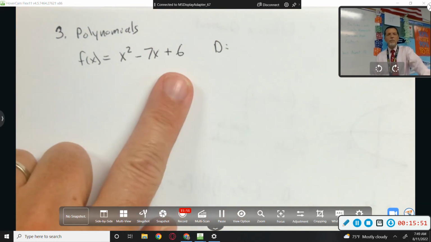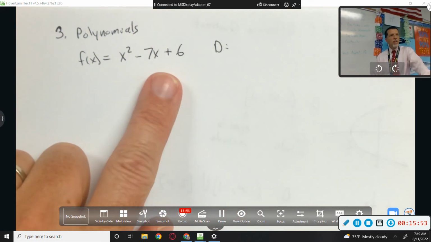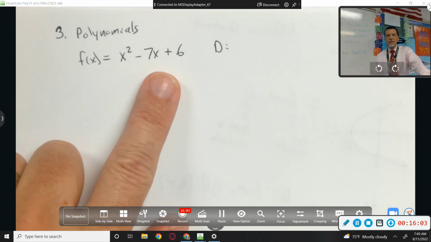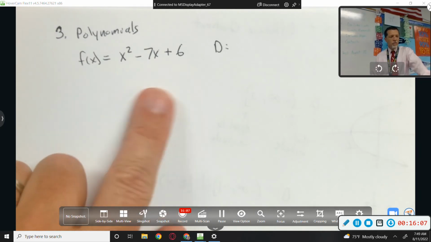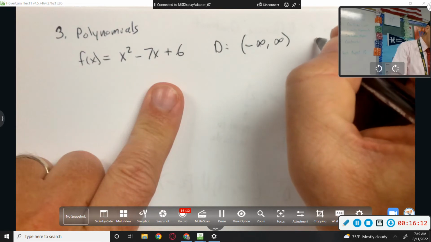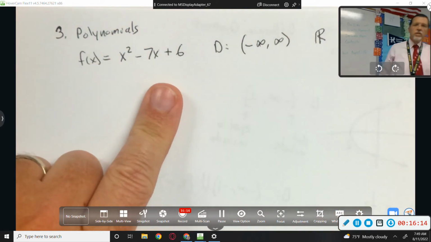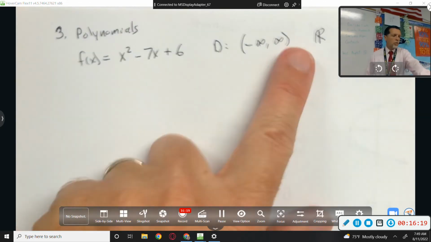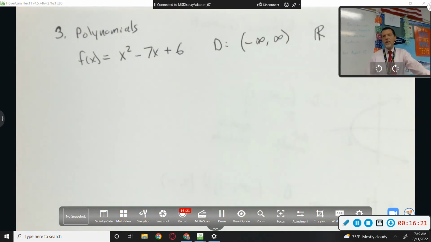So look at that equation. Is there anything that would be a problem plugging in? Any type of number that would be a problem here? It's kind of a trick question, because there's nothing that would be a problem. Everything's okay. There's no square roots, there's no fractions. So the answer is all real numbers. So negative infinity to infinity if you want to stick with the interval notation. If you just want to put the script fancy R, which means all real numbers, that's okay as well.